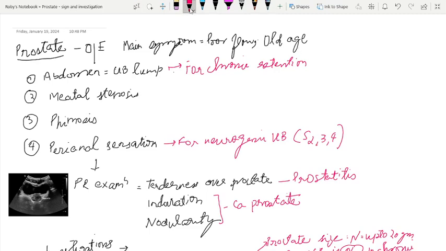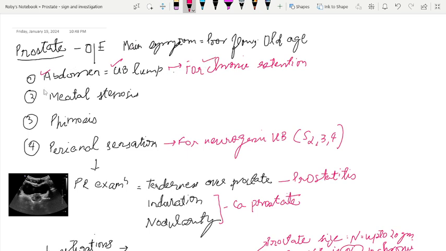In this video, we'll talk about key points of prostate regarding its examination and investigation. On examination, we are examining the patient who is coming with poor flow and in old age. First is abdomen. In abdomen, we have to look for the bladder lump, especially to rule out chronic retention.